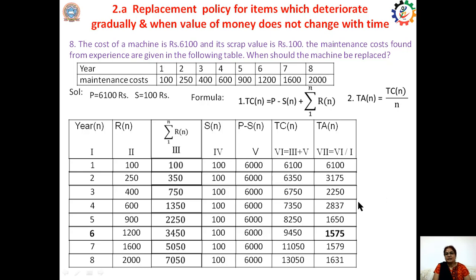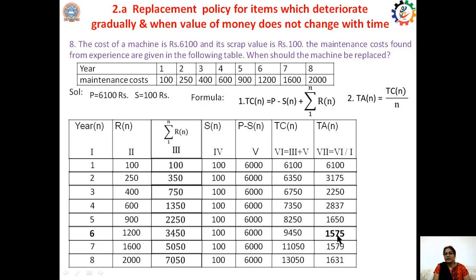To decide this, go to the last column. In the last column, just observe the values from the beginning. See the pattern, 6100, 3175. Second value is lesser than first. Third value is lesser than second. Fourth value is still lesser than third. So we can say values are continuously decreasing.